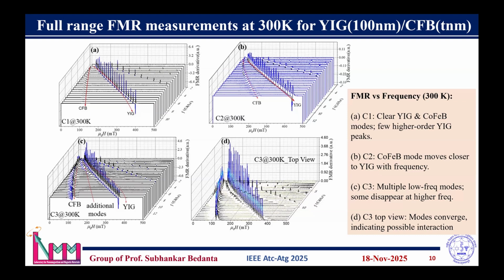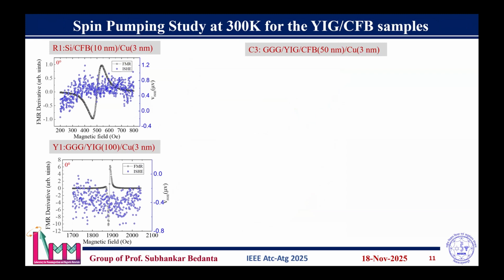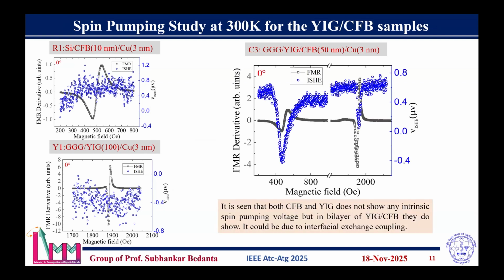Along with these, we also did some inverse spin Hall effect measurements at room temperature. For the single layer samples of cobalt iron boron and for the YIG, we found almost a negligible spin pumping voltage. However, for the bilayer samples, at the FMR peak of CFB as well as the FMR peak of YIG, we found a significantly high spin pumping voltage in the system. So we think there must be some kind of interfacial exchange coupling in the system, because of which the spin pumping has been enhanced in this bilayer heterostructure.